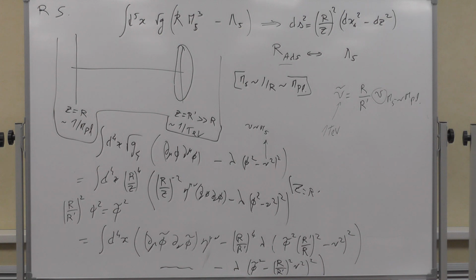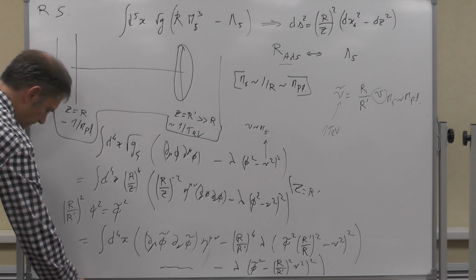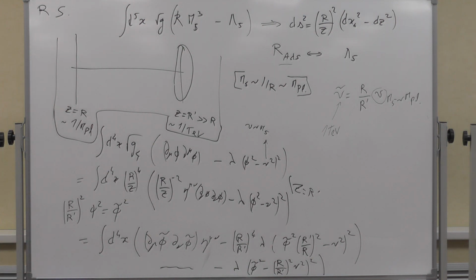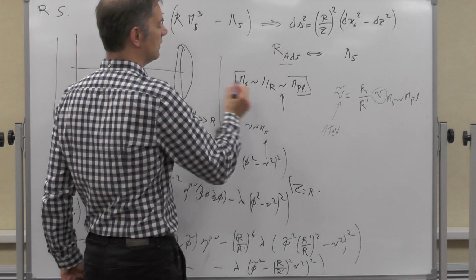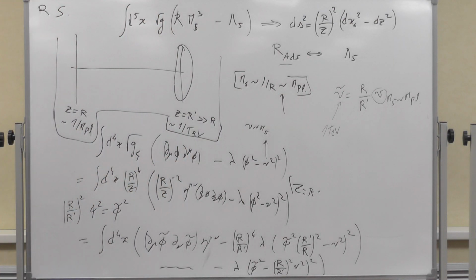There is a delicate point here. If you look at your M5 scale, it also should get this redshift, which you didn't put. So that is sort of a confusion. All scales are shifted except M5. But M5 is also shifted. The thing that I haven't explained to you yet is this relation: why M Planck is at the end of the day of the order of M5, right?